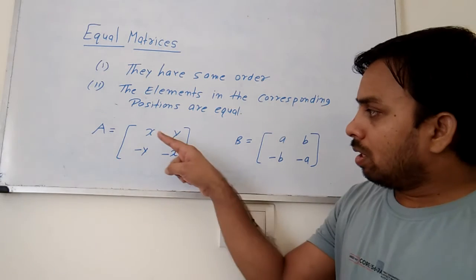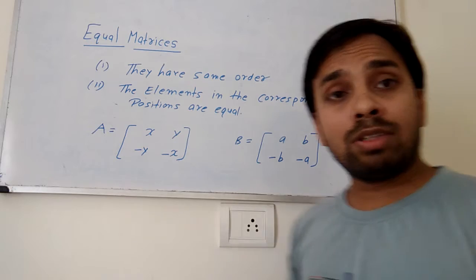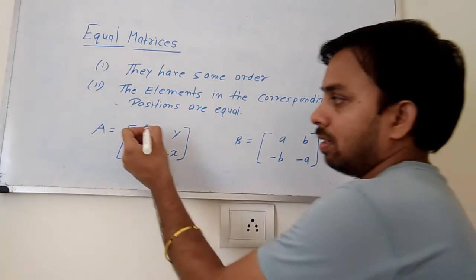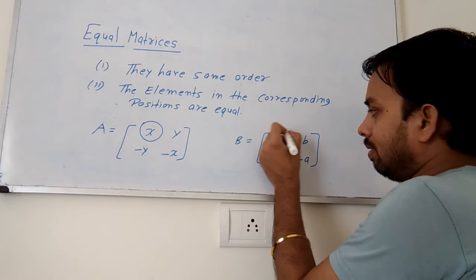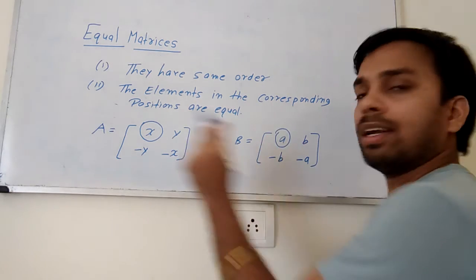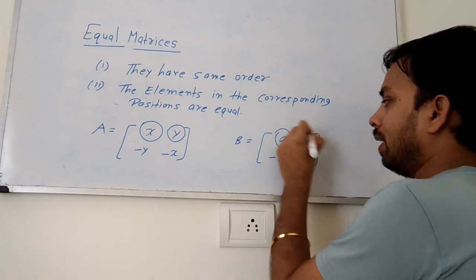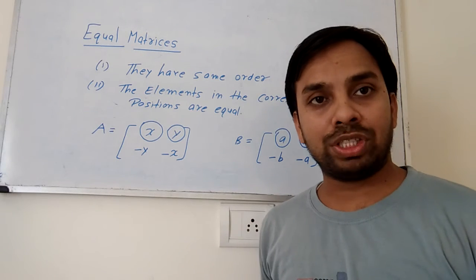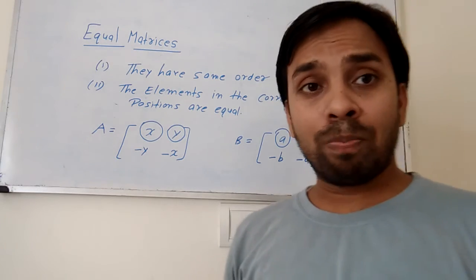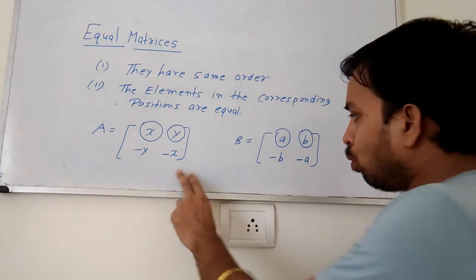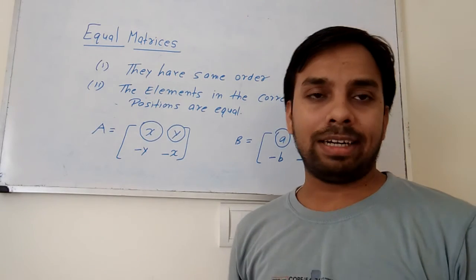We have two matrices A and B. What is the corresponding position? This is X and this is A. These are in corresponding position. This is Y and this is B. These are in corresponding position. Are they equal? No, they are not equal. So we cannot say that these two matrices are equal matrices.